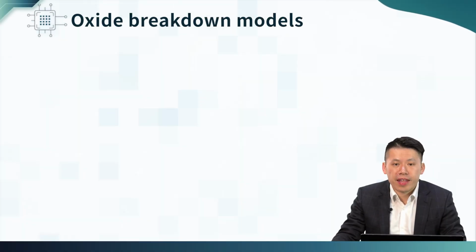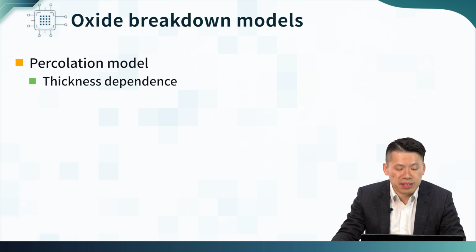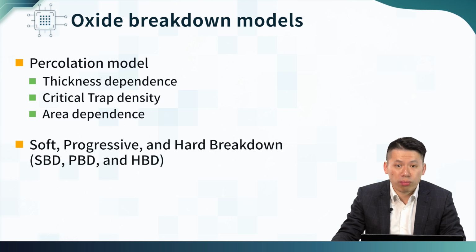Since we understand the oxide degradation model, next we will need to understand the oxide breakdown model. The well-known oxide breakdown model is called the percolation model. This percolation model can successfully explain the thickness dependency, critical trap density, and also the area dependency. And the percolation model can also help us understand the soft breakdown, the progressive breakdown, and hard breakdown.